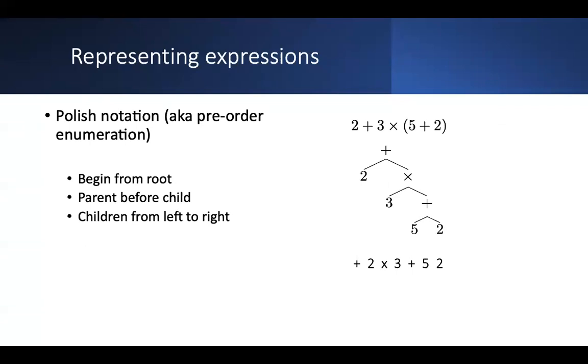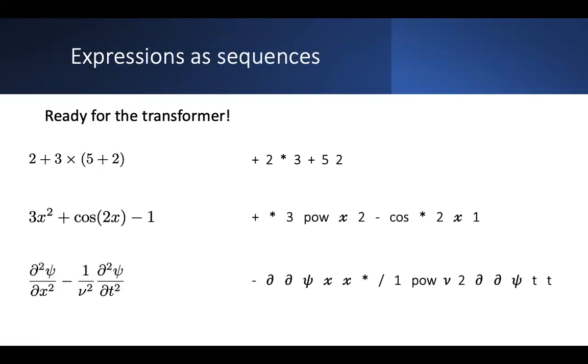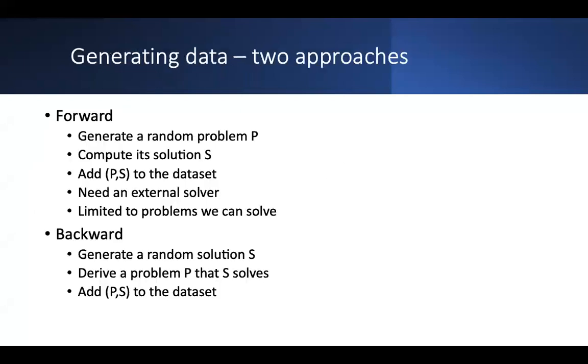The best known way to do that is the Polish notation, from the Polish logicians from the 20s or 30s, which is also known from computer scientists as pre-order enumeration. Start from the roots, enumerate parent before child, and then left children before right children. So here, start from the root, so plus, left parent 2, right parent, start from the root times 3 plus 5, 2, etc. This way you could enumerate anything into sequences, and we're pretty much done with the first phase, which is you can represent a lot of mathematical problems this way.